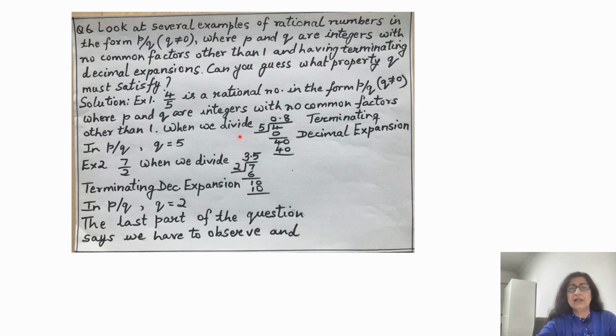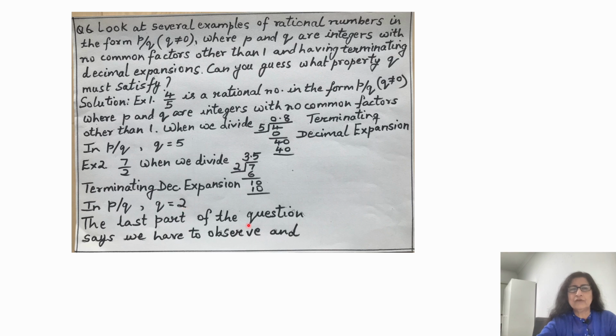When we divide 4 by 5, we get 0.8. So this is a terminating decimal expansion. In p by q, q is equal to 5. We take another example, 7 by 2. When we divide 7 by 2, the quotient we get is 3.5. This again is a terminating decimal expansion. In this p by q, q is equal to 2.